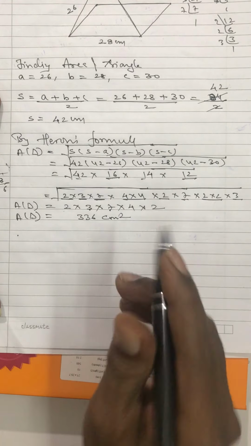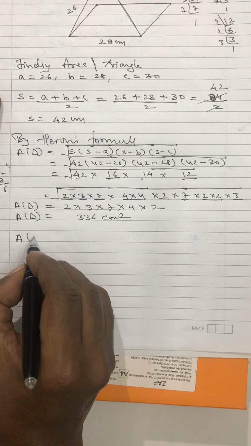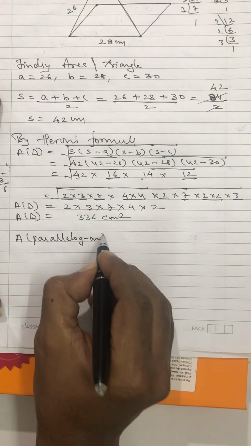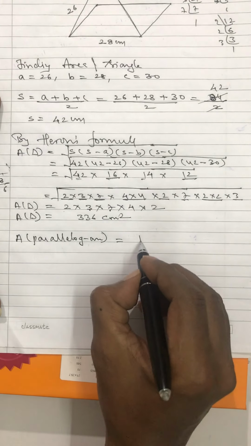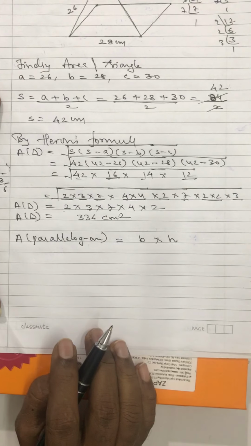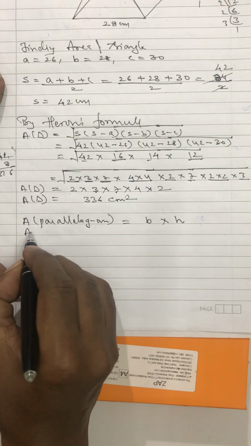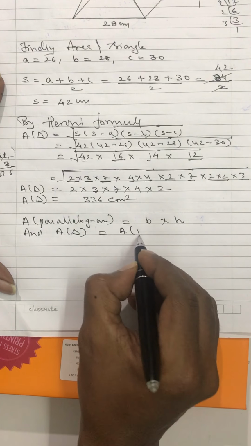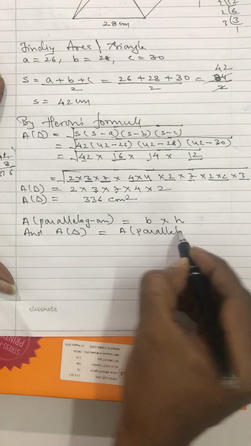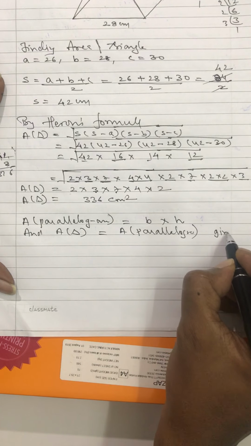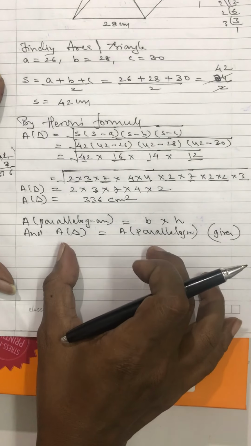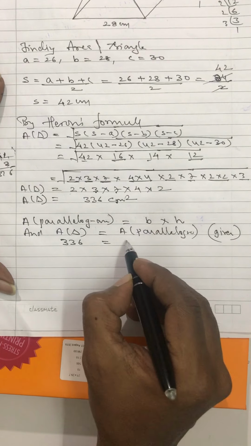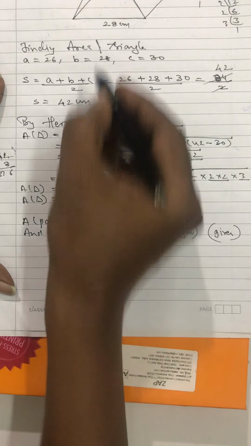Now this is what you have got. Now we have the area of the parallelogram. You should know the formula for the area of a parallelogram is equal to base into height. And the area of the triangle is equal to the area of the parallelogram. This they have given in the question. This you have to understand. So we equate this. Area of the triangle we have got 336 centimeter square. Area of the parallelogram is equal to base into height. Out of this, base is 28.